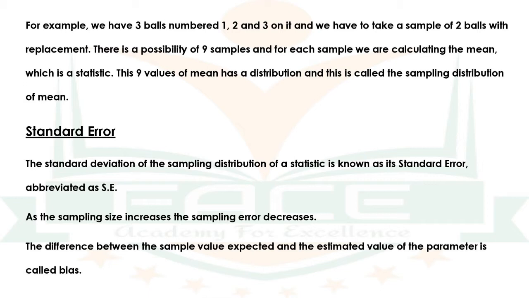Standard error. The standard deviation of the sampling distribution of a statistic is known as its standard error, abbreviated as SE. Note that as the sample size increases, the standard error decreases. Also, the difference between the expected sample value and the value of the parameter is called bias.